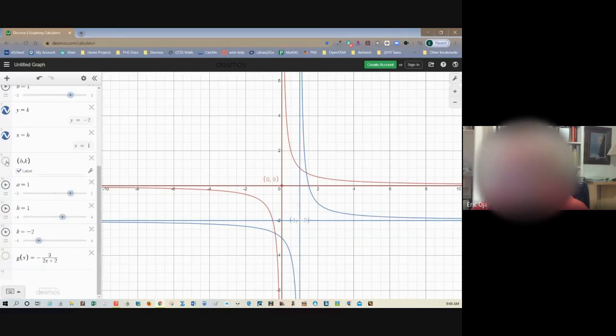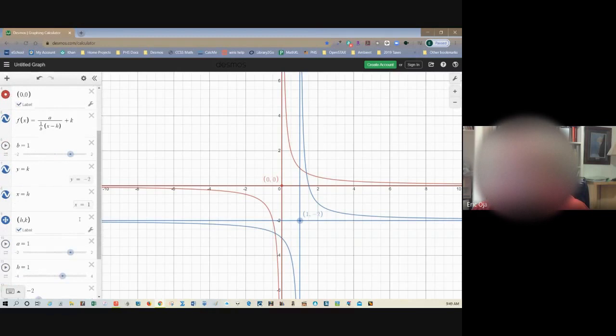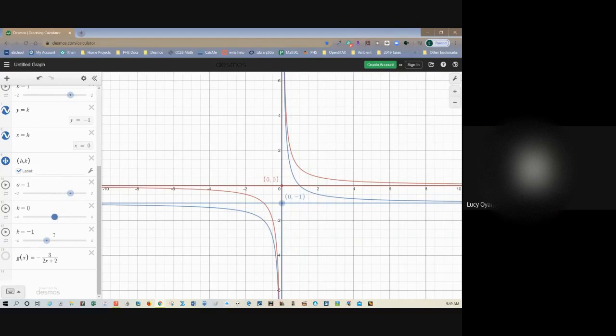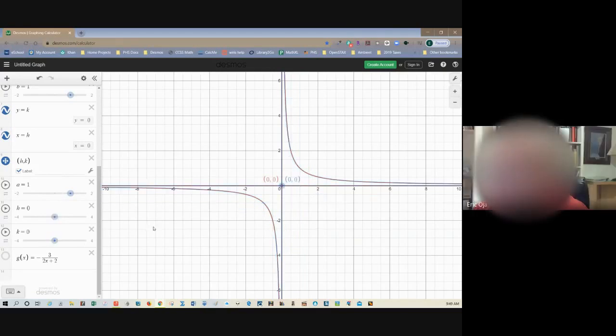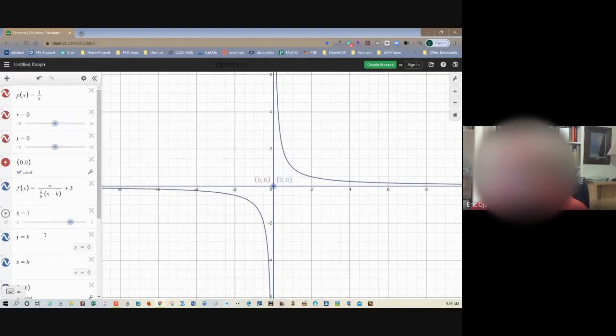Okay, let's look at the effect of this then. So if we go back, let's kind of reset everything here for a second. So a is 1, h is 1, h is 0, sorry. k is 0. Okay, so we're just normal, right? Yeah. Okay. Now watch what happens with b.